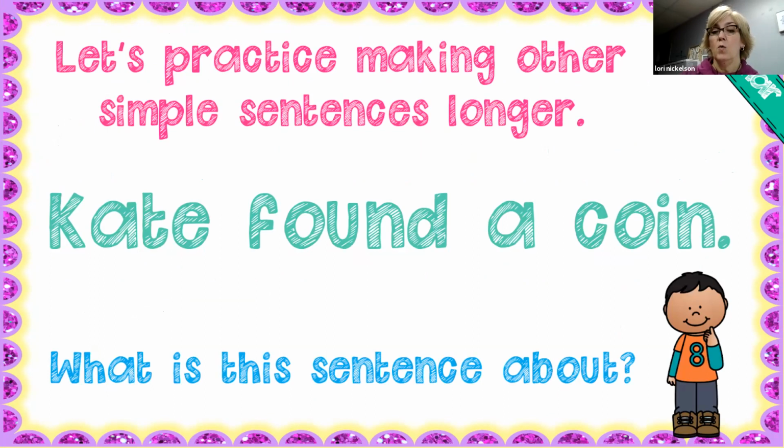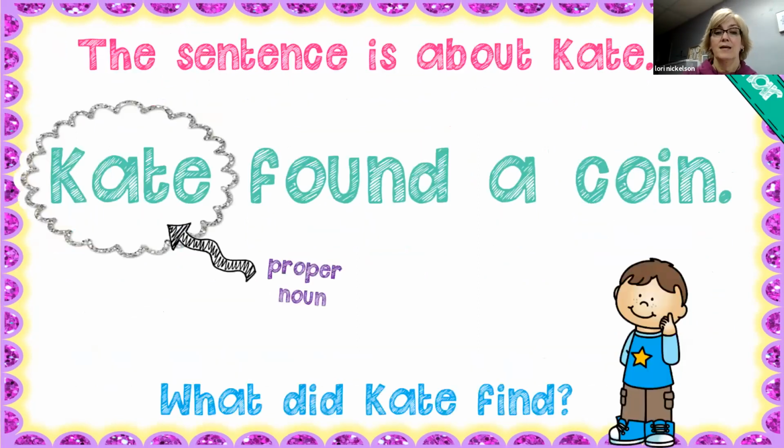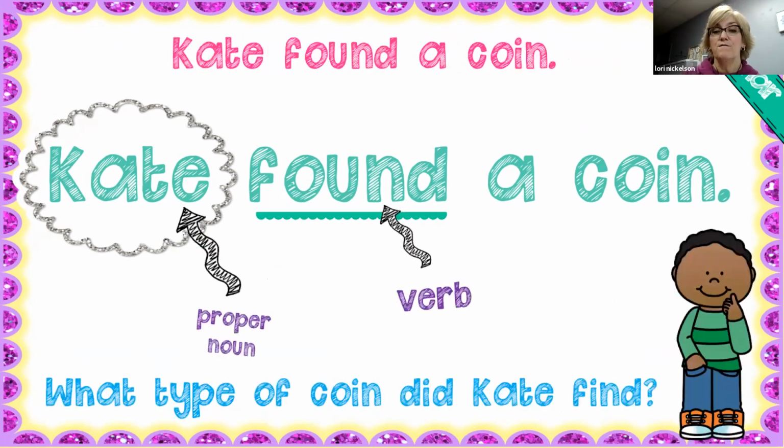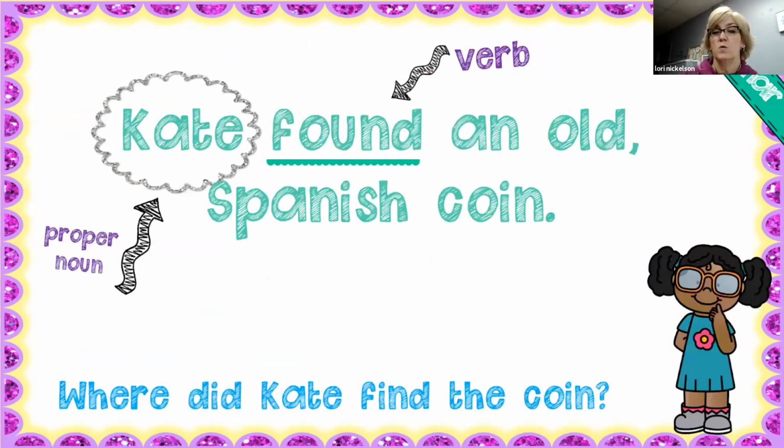Kate found a coin. What is this sentence about? About Kate, right? Kate, she's the proper noun. What did Kate find? She found a coin, right? Found is the verb there. So we have the proper noun Kate. We've got found being the verb. So what type of coin did Kate find? Well, we don't know that, do we? So that's where we could add the adjectives in there.